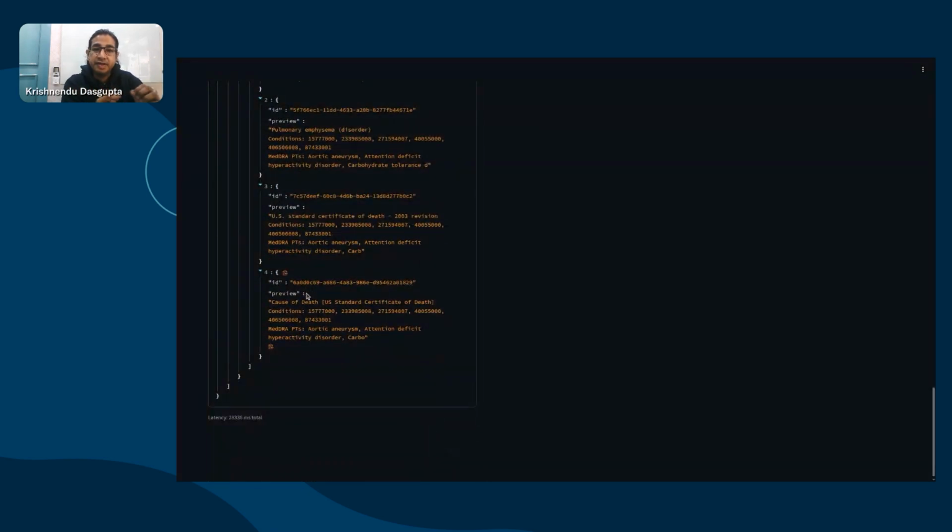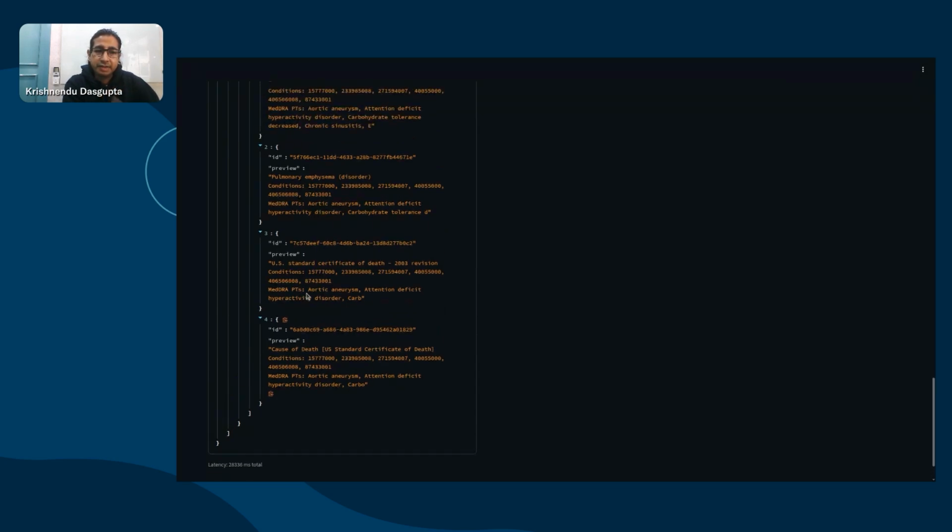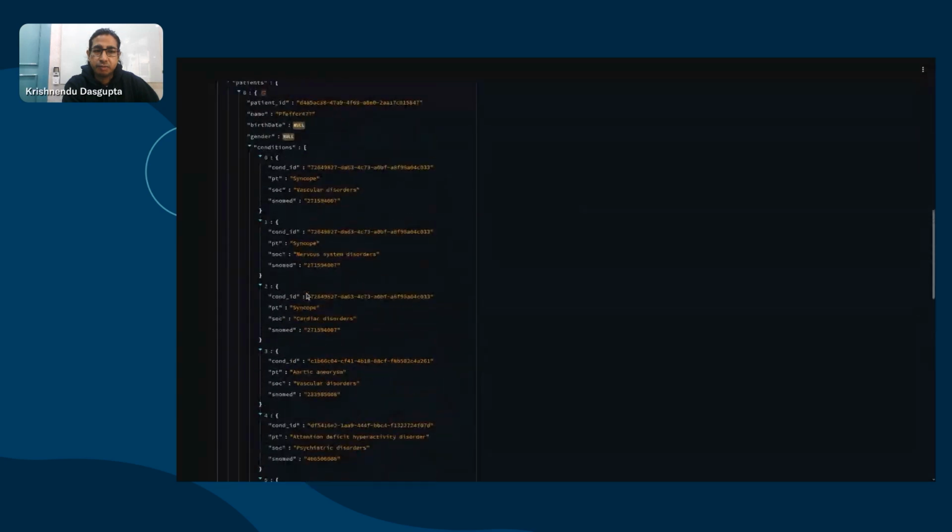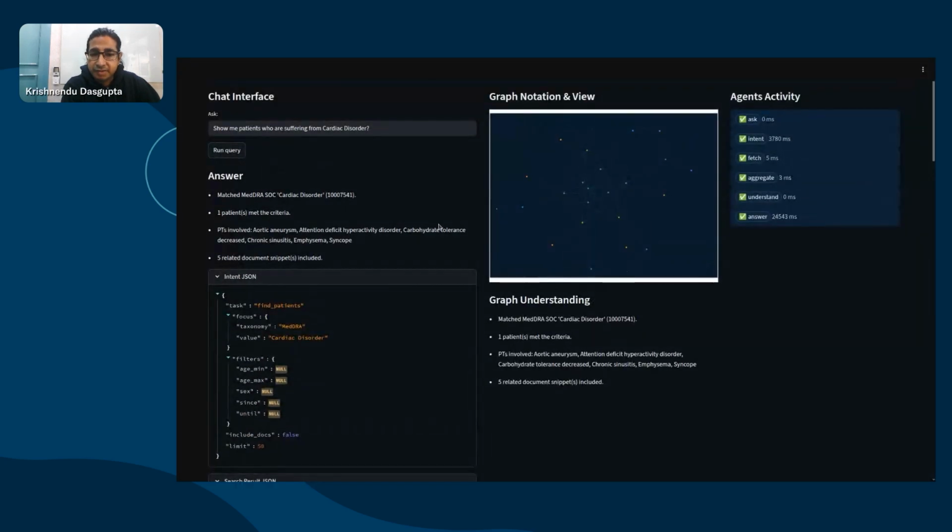So this is where we find out which are at a weaker weight or weaker link, and then we can look into relational entities on top of it. So when I say this, it says match MedDRA SOC cardiac disorder, one patient met the criteria, PT involved: aortic aneurysm, attention deficit hyperactivity disorder, syncope, emphysema, and carbohydrate tolerance decreased. Now, 5 related document snippets are also included, which I showed you. This is the agent activity.